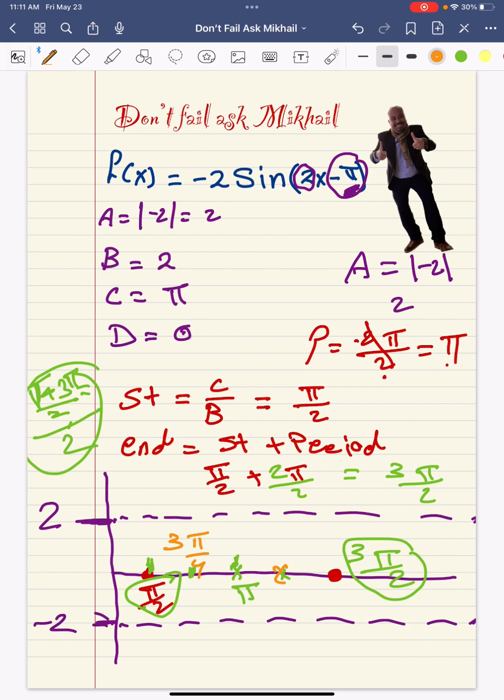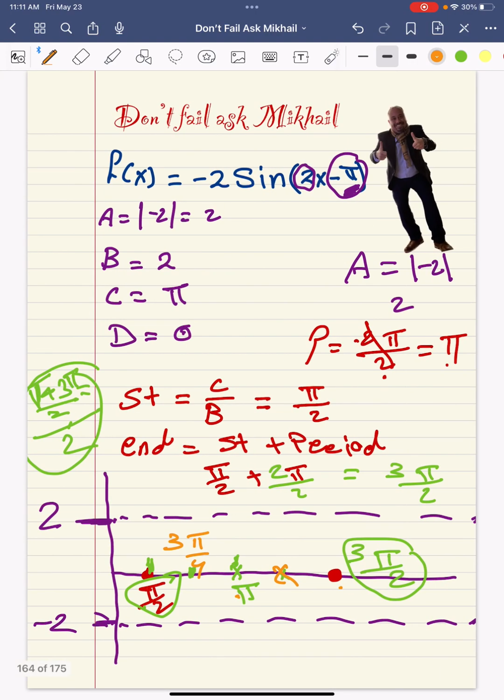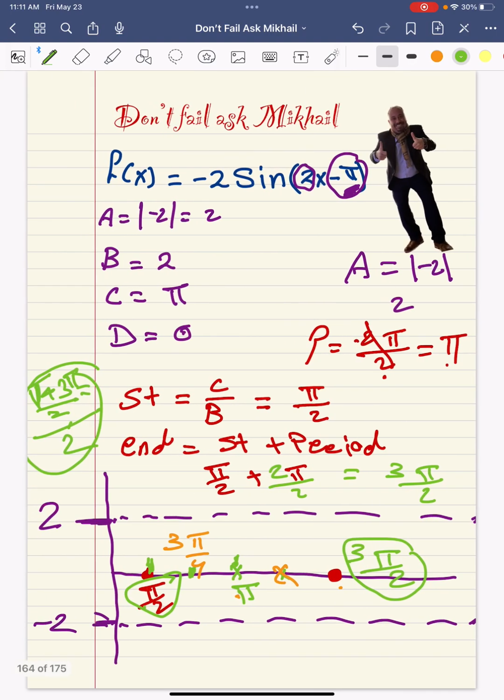All right, how about this point? You add the mid and the last. The mid plus the last, which is 3 pi over 2, plus pi, everything over 2. Common denominator is 2 and 2. And that will be 5 pi over 4. So this is 5 pi over 4.